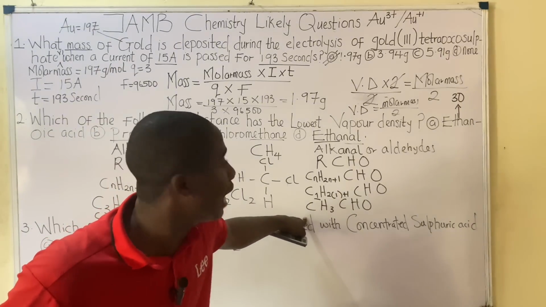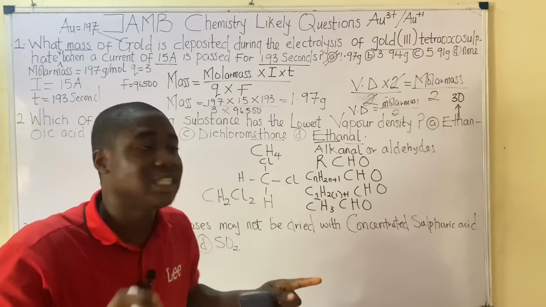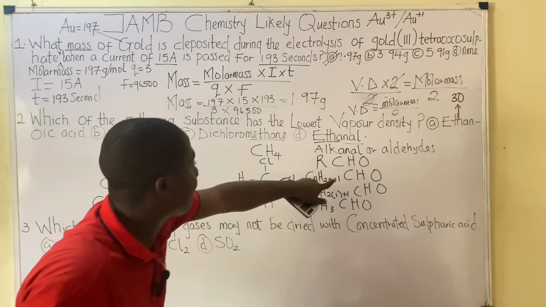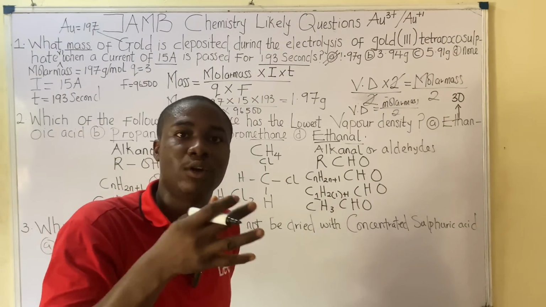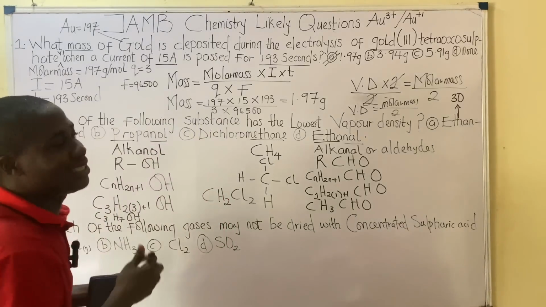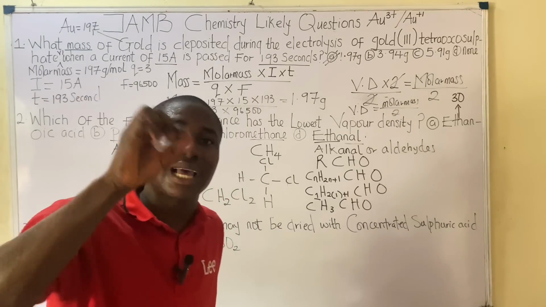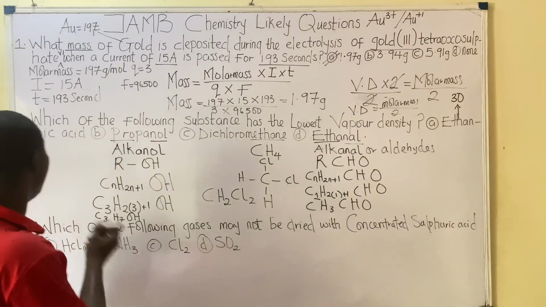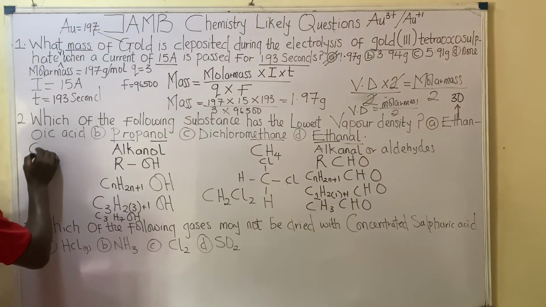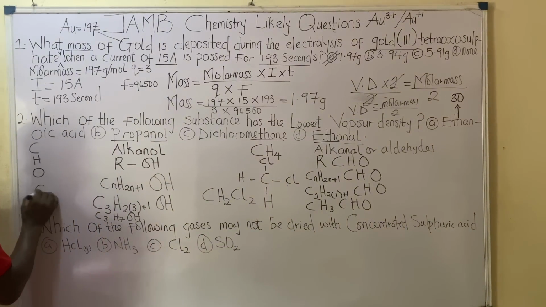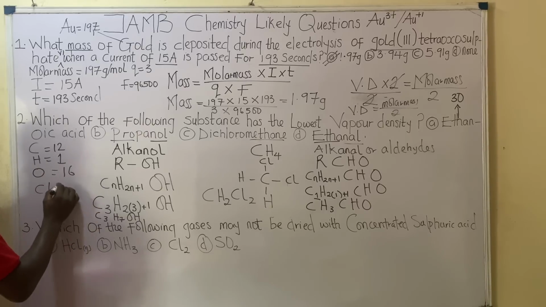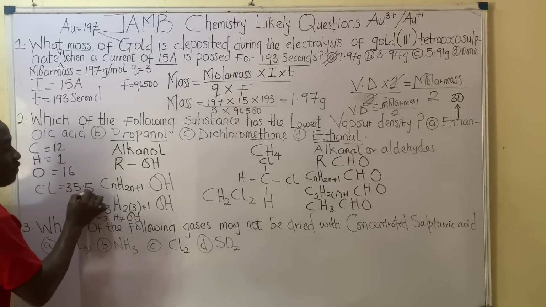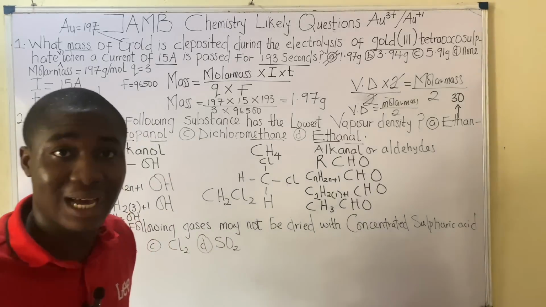This is ethanal. So do well to calculate the molar masses of each of them. I've done option A. Calculate the molar mass of each of them and divide by 2 to get your VD, and check the value that is the smallest to know the answer to this question. Make sure you do this and provide the answer in the comment section. It's actually very easy. I have some common elements here: carbon atomic mass 12, hydrogen atomic mass 1, oxygen atomic mass 16, and chlorine atomic mass 35.5. I believe you can do this and provide the answer in the comment section.